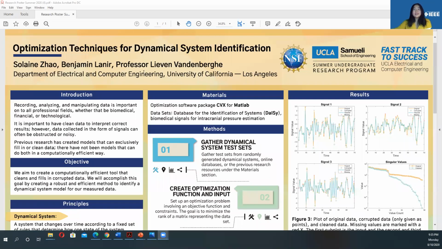Hi, my name is Solaine Zhao, and I'm a rising second year computer engineering student at UCLA. The topic of my research is optimization techniques for dynamical system identification, and I worked under Professor Lieven Vandenberghe in his lab with my partner, Ben Lanir.